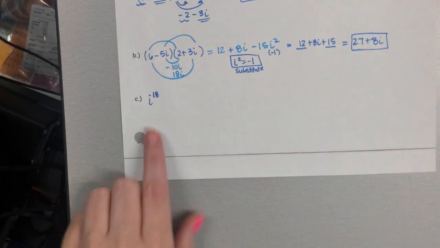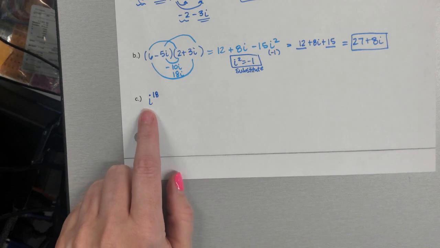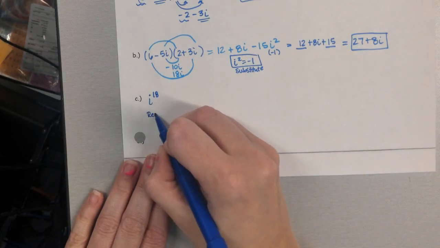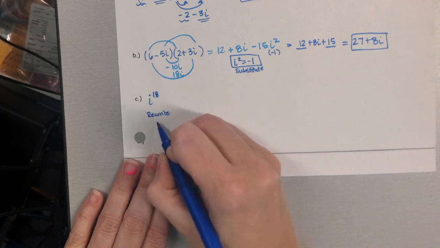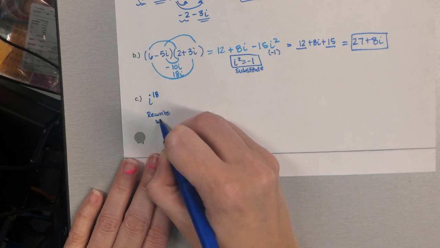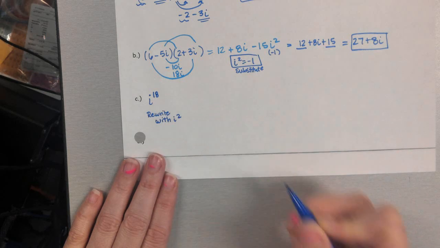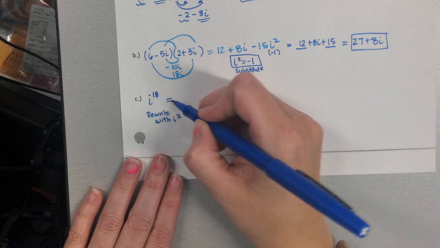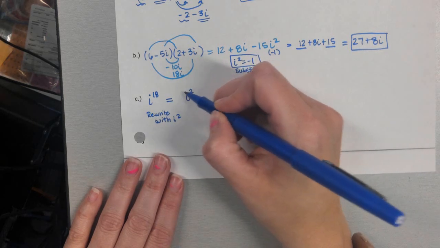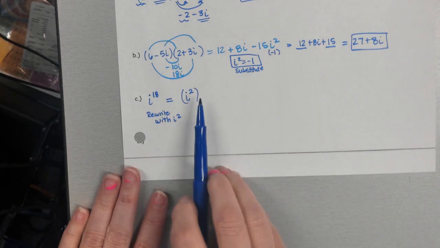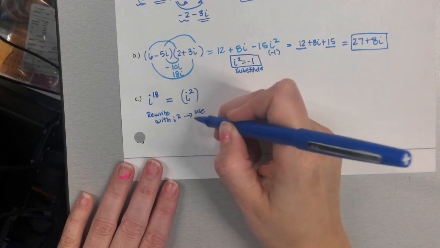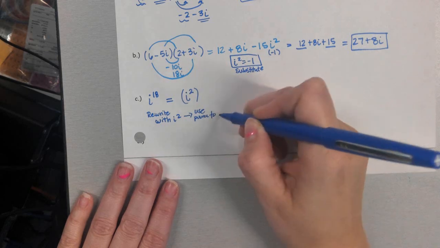Okay. For C, we're going to move on to this. Do you guys remember your first step for simplifying? If you have i to a power, you have to rewrite it with i squared. And what you have to do is use your knowledge of powers. So by that, what I mean is, if you have i squared, and you want to rewrite it as a power to a power, okay, we're going to use a power to a power rule.